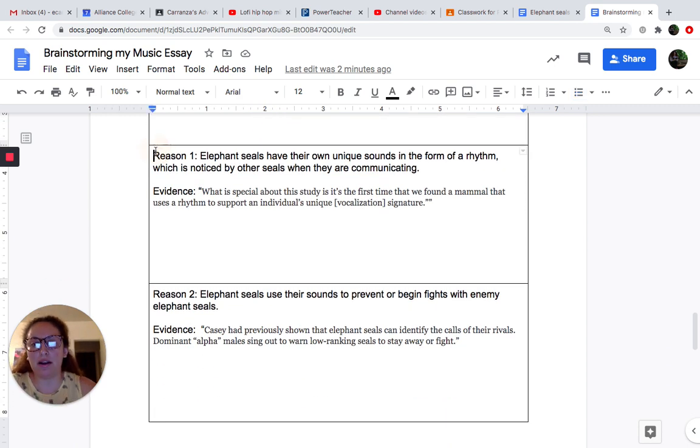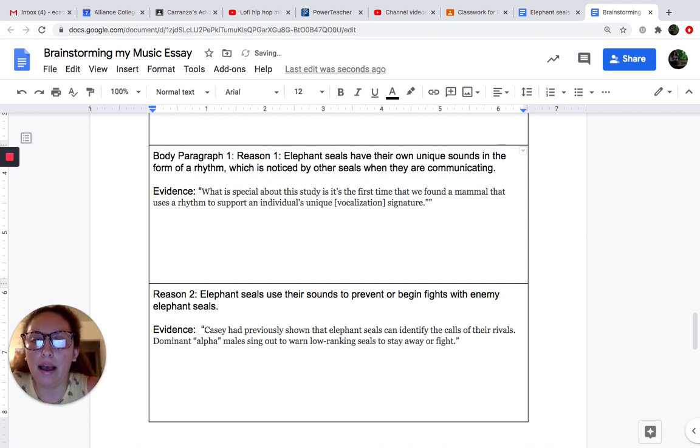For my body paragraph number one, let me write this down. My first topic, and I'm going to erase reason one. Actually, no, I'll leave it. Elephant seals have their own unique sounds in the form of a rhythm, which is noticed by other seals when they are communicating.